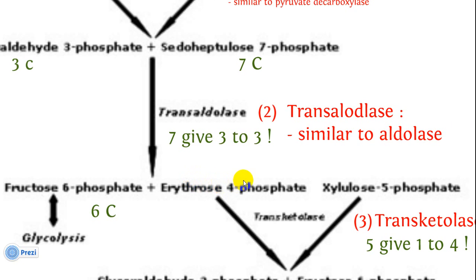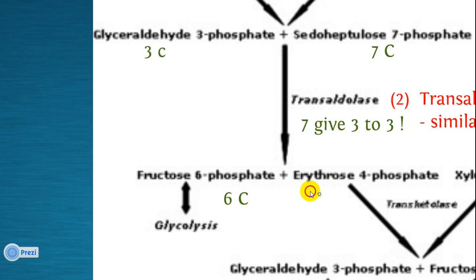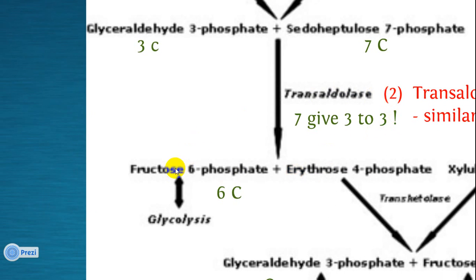Now this erythrose 4-phosphate will react with another xylose. Okay, this xylose came from outside, from wherever, it's not important. The important thing is that after the second reaction, I have produced the fructose 6-phosphate, and this is an important compound, and I will save it. Now I will continue the pathway to produce the other fructose 6-phosphate and the one G3P.